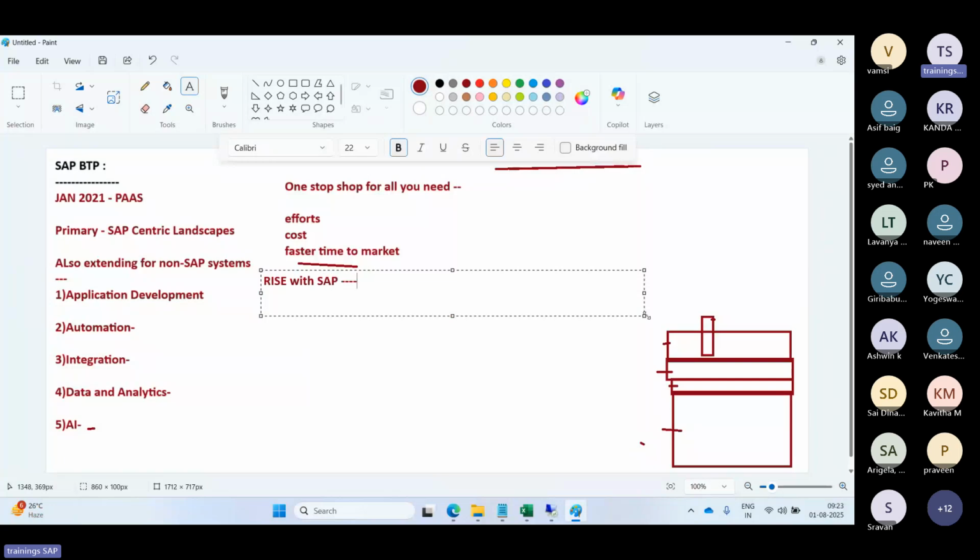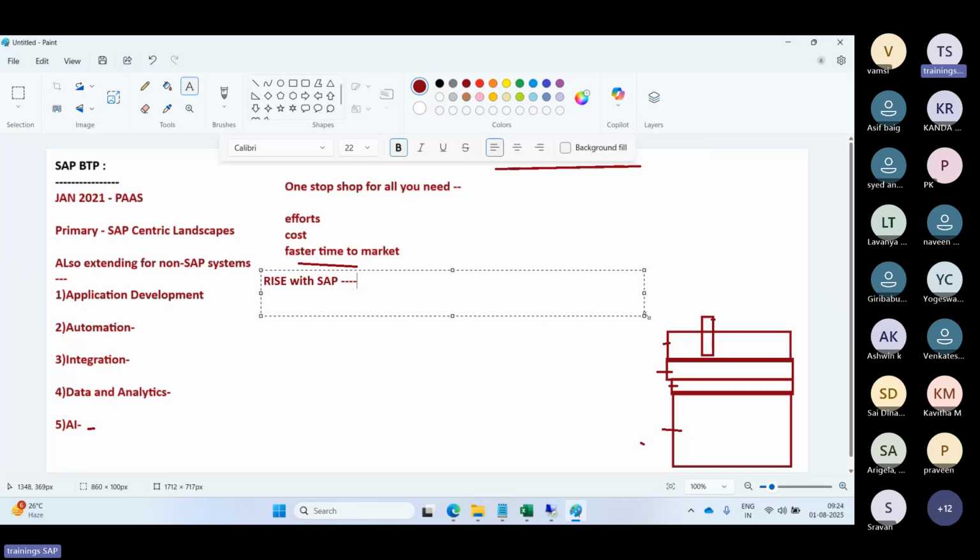Rise with SAP is mainly for moving the existing ERP system to the S/4 on a cloud clean core. We can move either to the public cloud or private cloud. Then after moving, it needs to be integrated with some other functionalities. At that time, they have to use the BTP related services and solutions here.